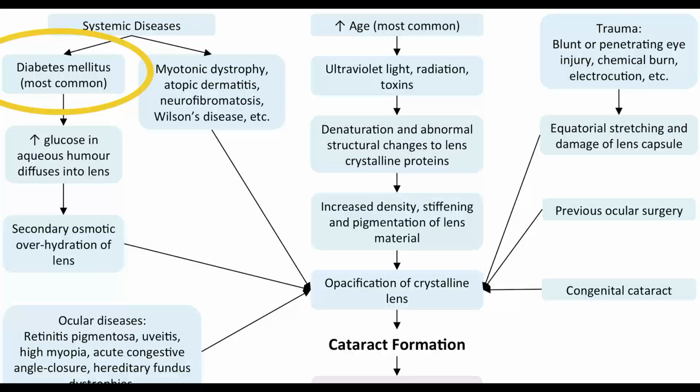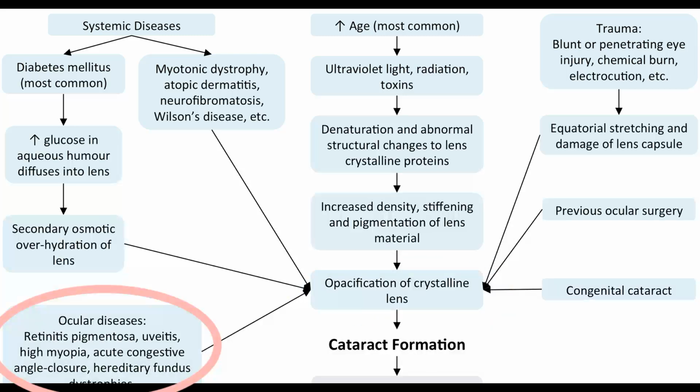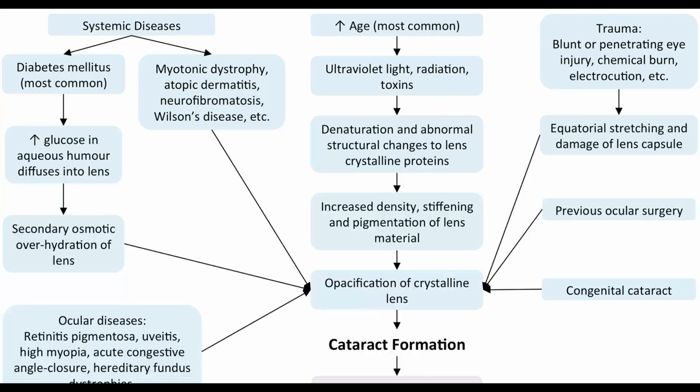Pathogenesis. In systemic diseases like diabetes mellitus, there is increasing glucose level. As a result, there is increased hydration of lens leading to its opacification. And in other ocular diseases like retinitis pigmentosa, uveitis, acute congestive angle-closure glaucoma, as the age increases or due to increased exposure to UV light and radiation, there is denaturation of crystalline proteins in the lens, leading to its opacification.